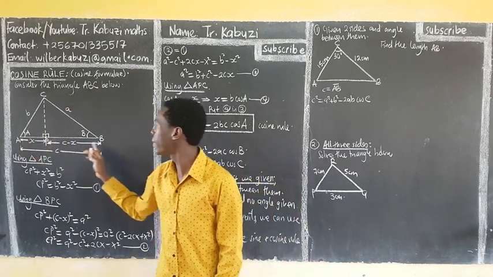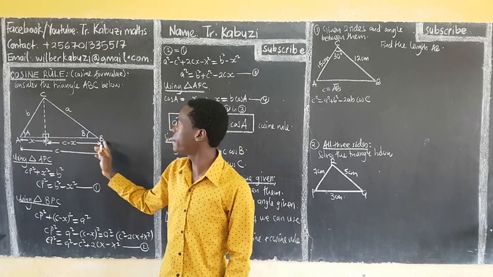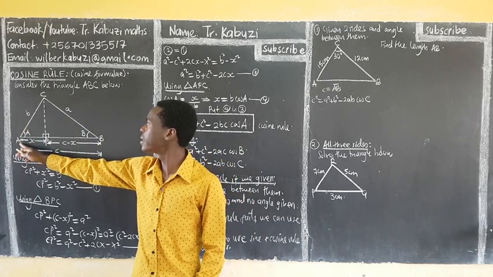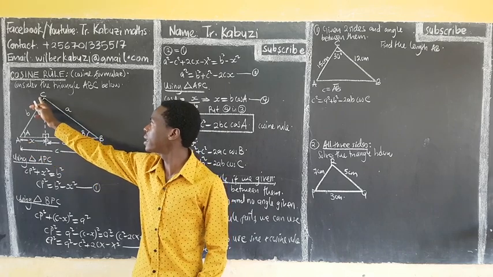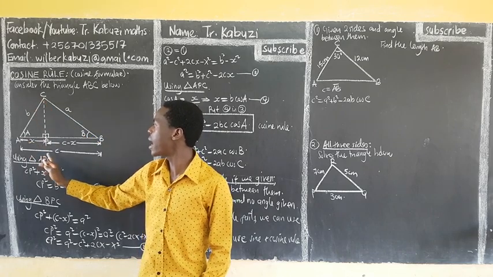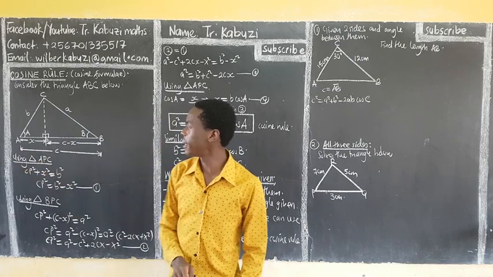So this is my A, B, C. We said if this is B, the opposite side becomes small b. This is A, the opposite side becomes small a. This is capital C, the angle. Then the opposite side, from here up to here, becomes small c.